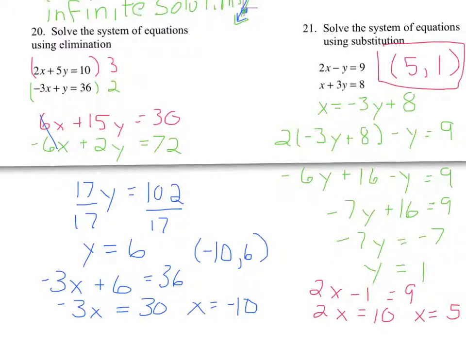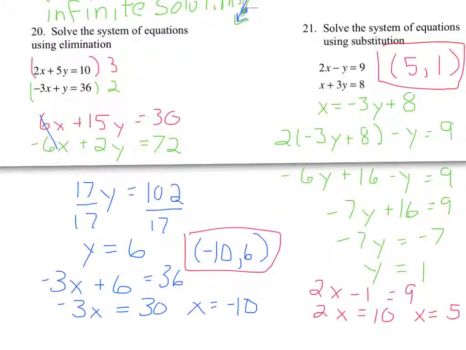We can check to make sure that these are the solutions by plugging them back in to make sure that they work for the equation. So if I wanted to check 5, 1, I can plug that into the first equation. 2 times 5 is 10 minus 1 is 9, so that works. And 5 plus 3 times 1 is 8, so that works.